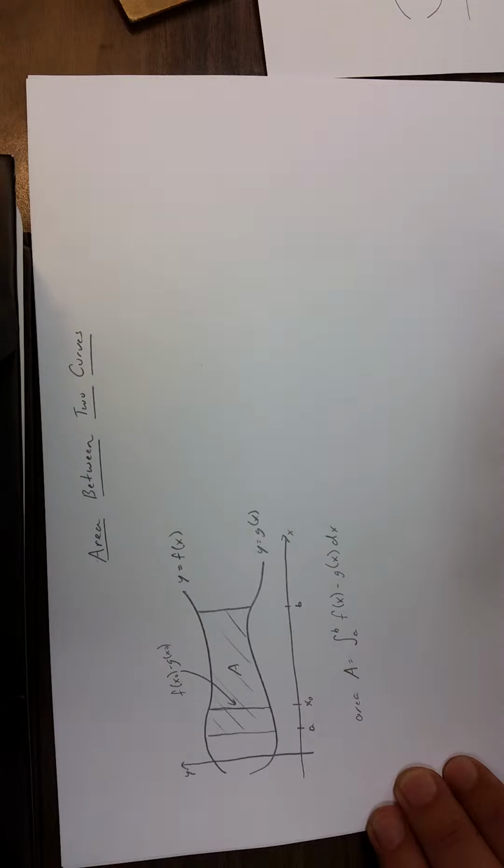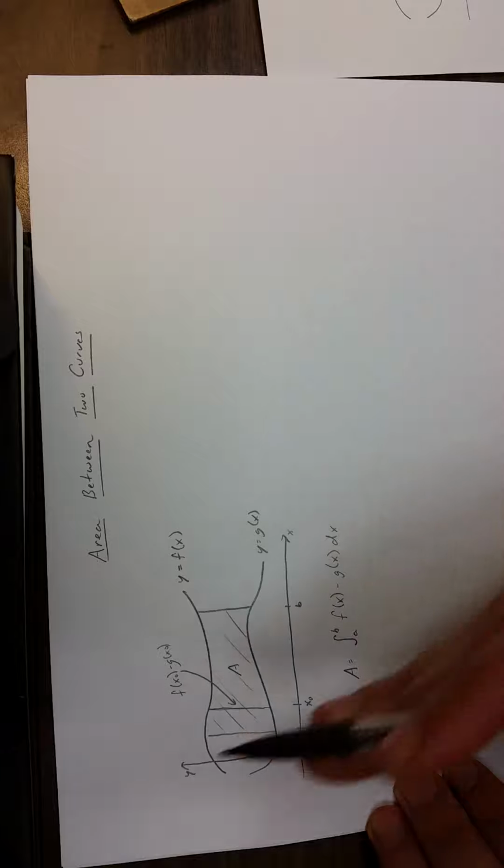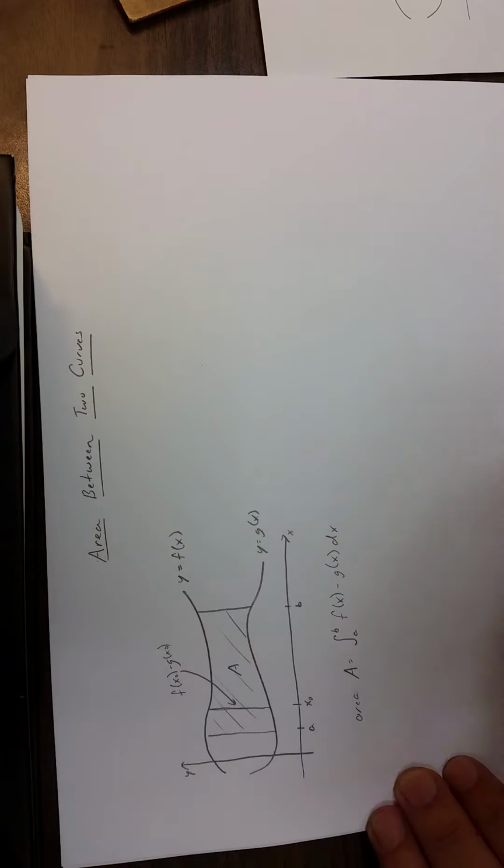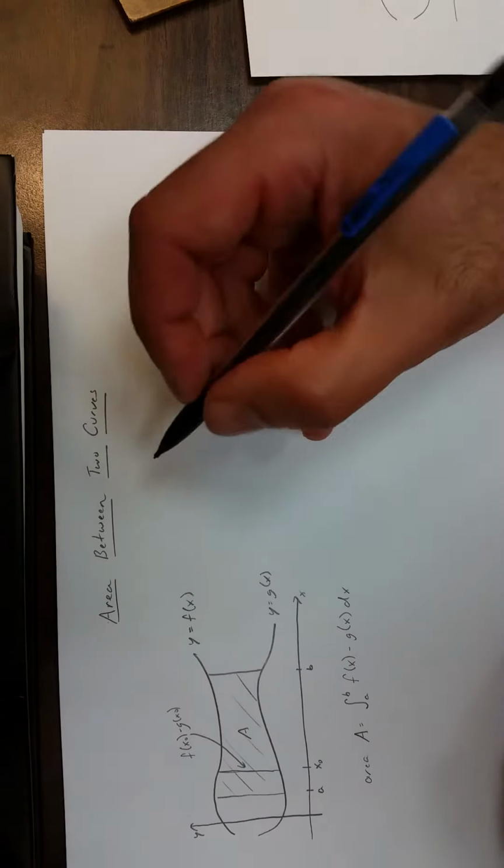Later in this chapter, we will accumulate other values. If we accumulate area from left to right, one ends up with volume. So let's take a look at a particular example.